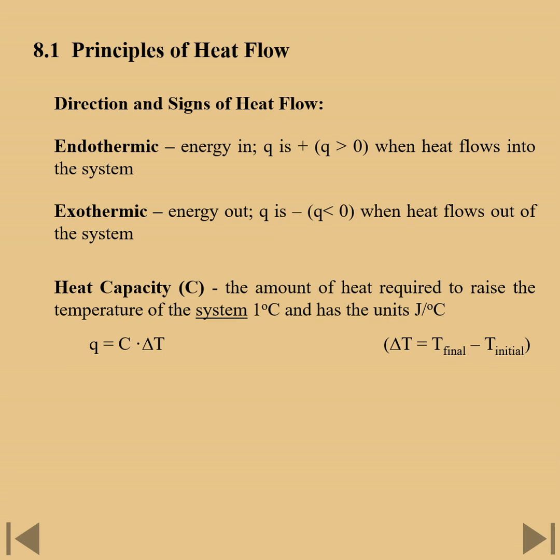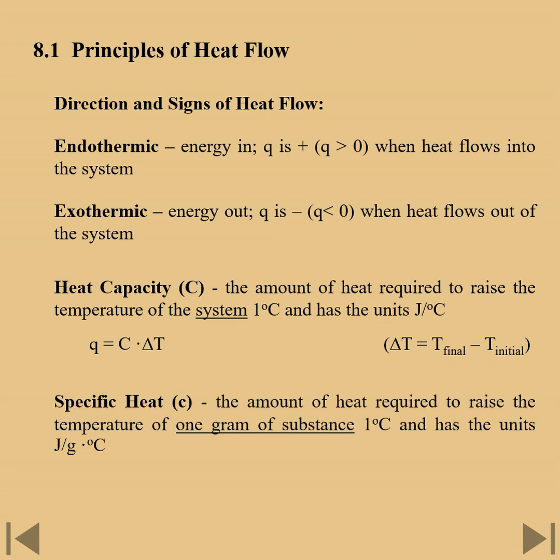Now do note the sign of the heat flow really is going to come from that delta T. C is always going to be positive. So when we have a higher final temperature, then we're going to generate a positive delta T and a positive Q. But if we have a smaller final temperature, then we're going to be left with a negative delta T, and that's how we're going to calculate a negative Q.